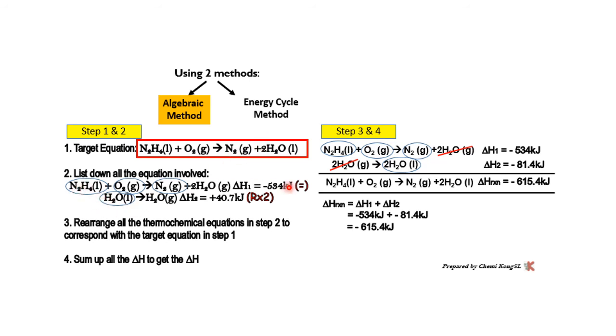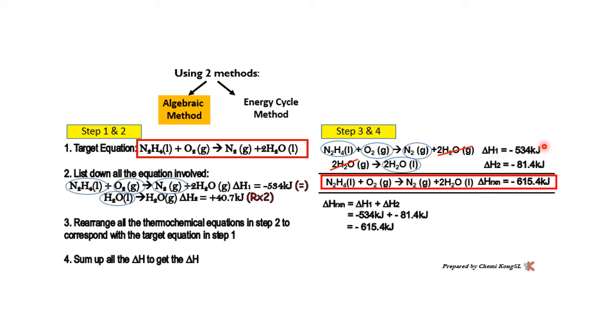So the first equation remains the same. The second equation reverse, times 2. So you have to rewrite again. For the algebraic method, you must rewrite again. For step 3, you rewrite again. And then cancel off the unwanted species. Okay, and then sum up.